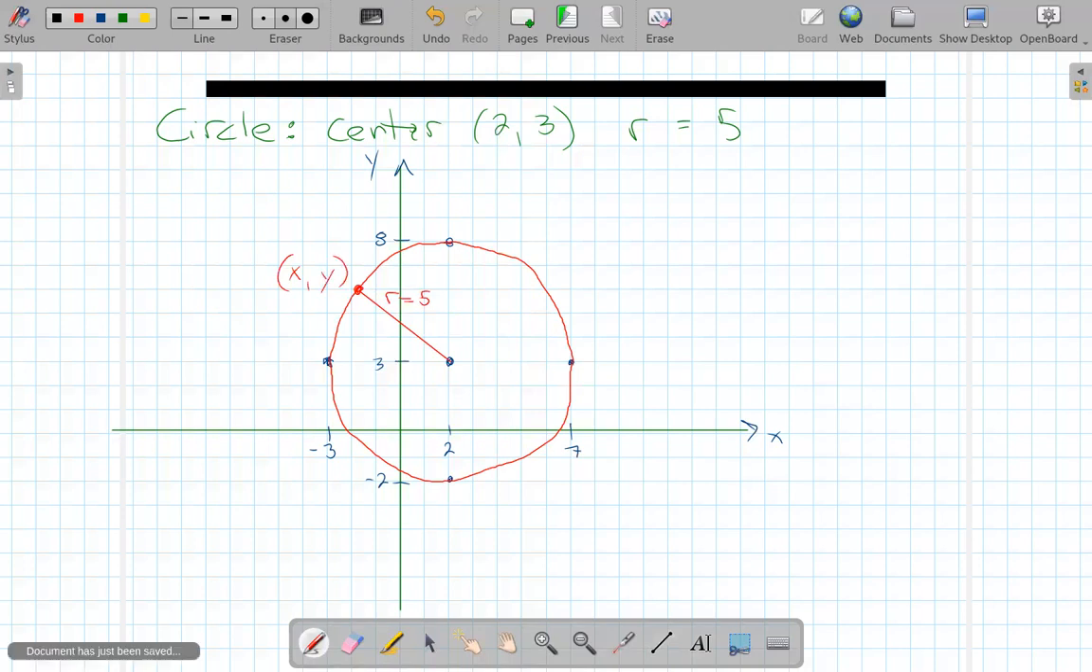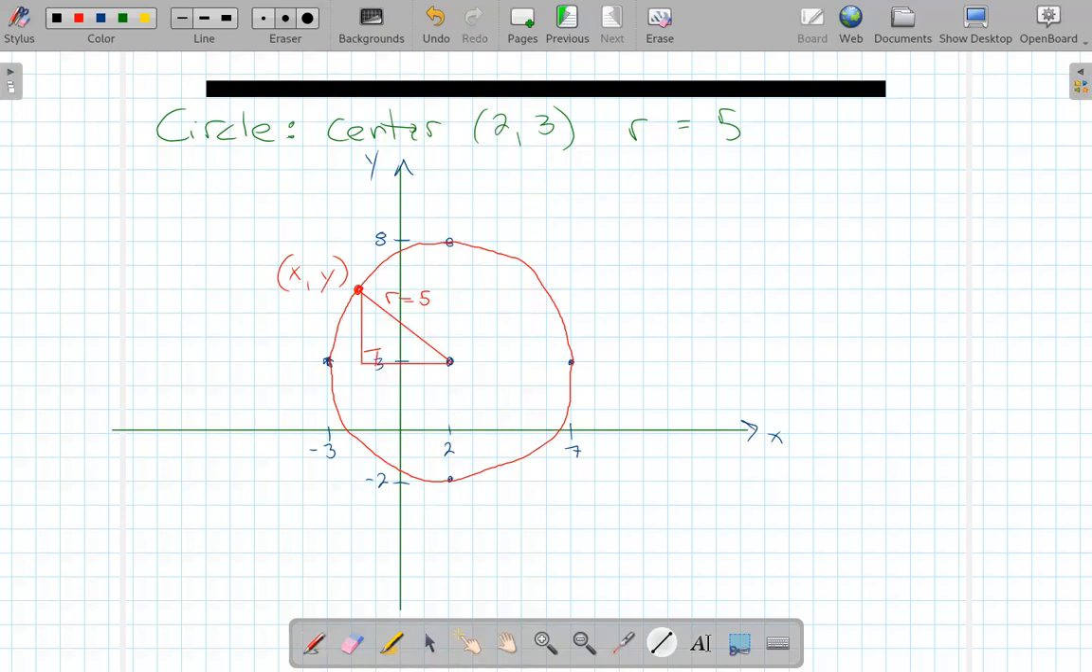What do I know about that? Well, to get to that point right there, I would have to go over whatever x is and up y. Now I'm going to look at this a little bit differently. There's another way to get that point. To get to that point, from the center here, I'm going to go left a certain amount. And then I'm going to go up a certain amount to get to that point. And when I do that, I draw a right angle. So there's my right angle.